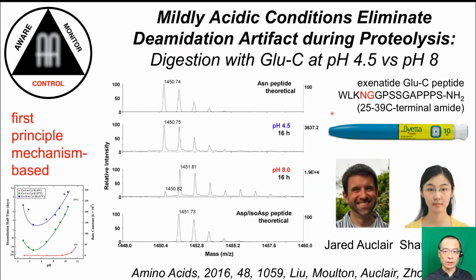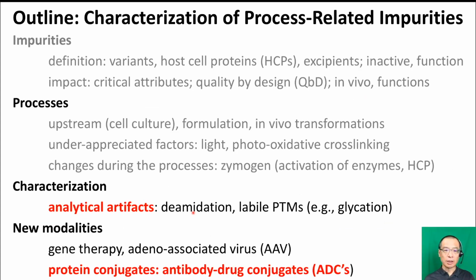So the good news is we developed a way to minimize deamidation artifacts during analysis. Because deamidation is pH dependent, and at mildly acidic conditions around pH 5, deamidation is slower. So we use a very common protease, GluC, and digest protein and peptides at pH 4.5 instead of 8. And my student Shanshan was able to show that we basically eliminated deamidation artifacts. So I'm going to the last process that may also cause some analytical artifacts.